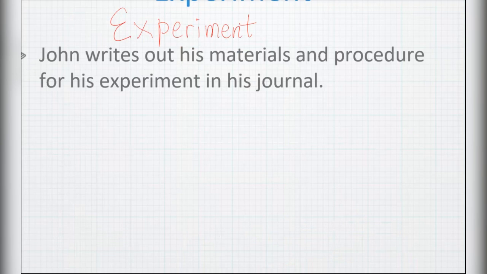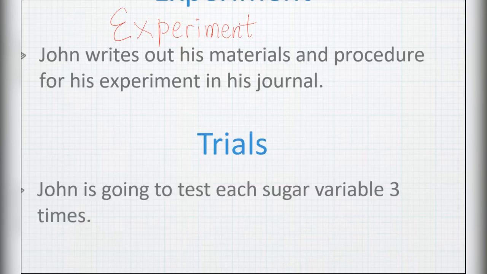John writes out his materials and procedure for his experiment in his journal. And he decided that he is going to test each sugar variable 3 times. 25 gram sugar 3 times, 50 gram of sugar 3 times, 100 gram 3 times. Okay? And before that, to note down his observation and data, what he needs?